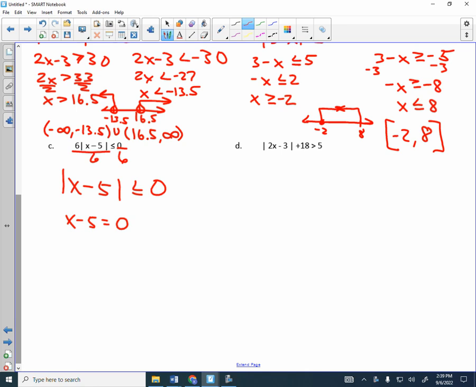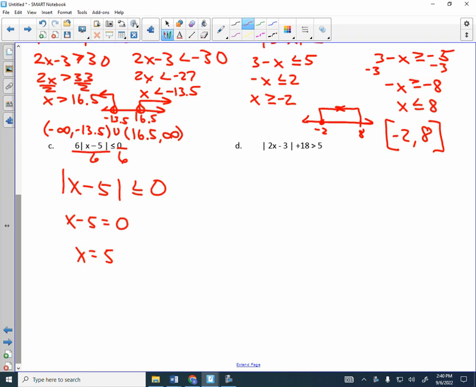What do you get? 5. And if you're ever wondering about your solution, what could you do? You could plug it back in. 5 minus 5 is 0, times 6 is 0, and that is less than or equal to 0. So we're good.